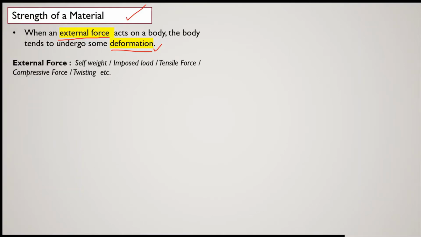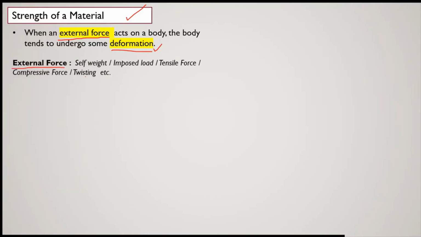Now, when an external force acts on a body, the body tends to undergo some deformation. Maybe initially a beam is a straight horizontal member. When it is subjected to forces, it may try to bend. So that bending will come under deformation. Maybe if there is a column going under compression, the column can have deformation, the column can buckle. So now what are the external forces?